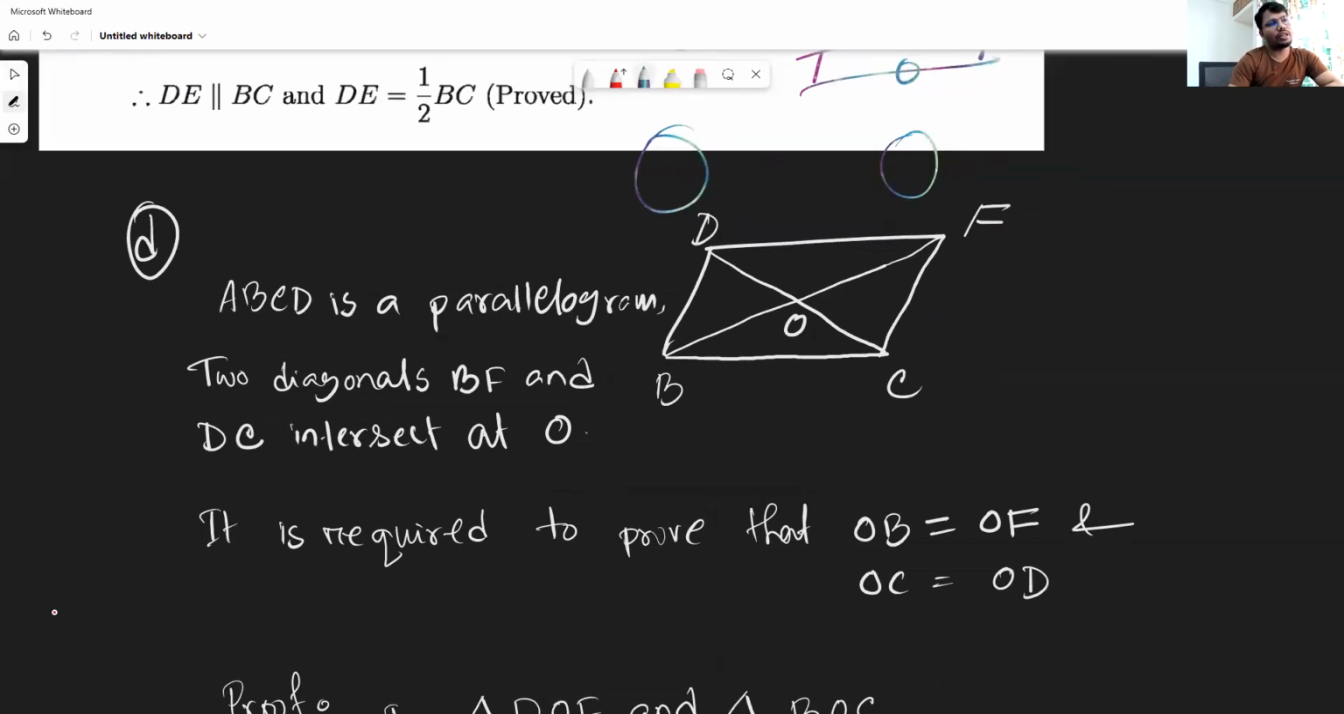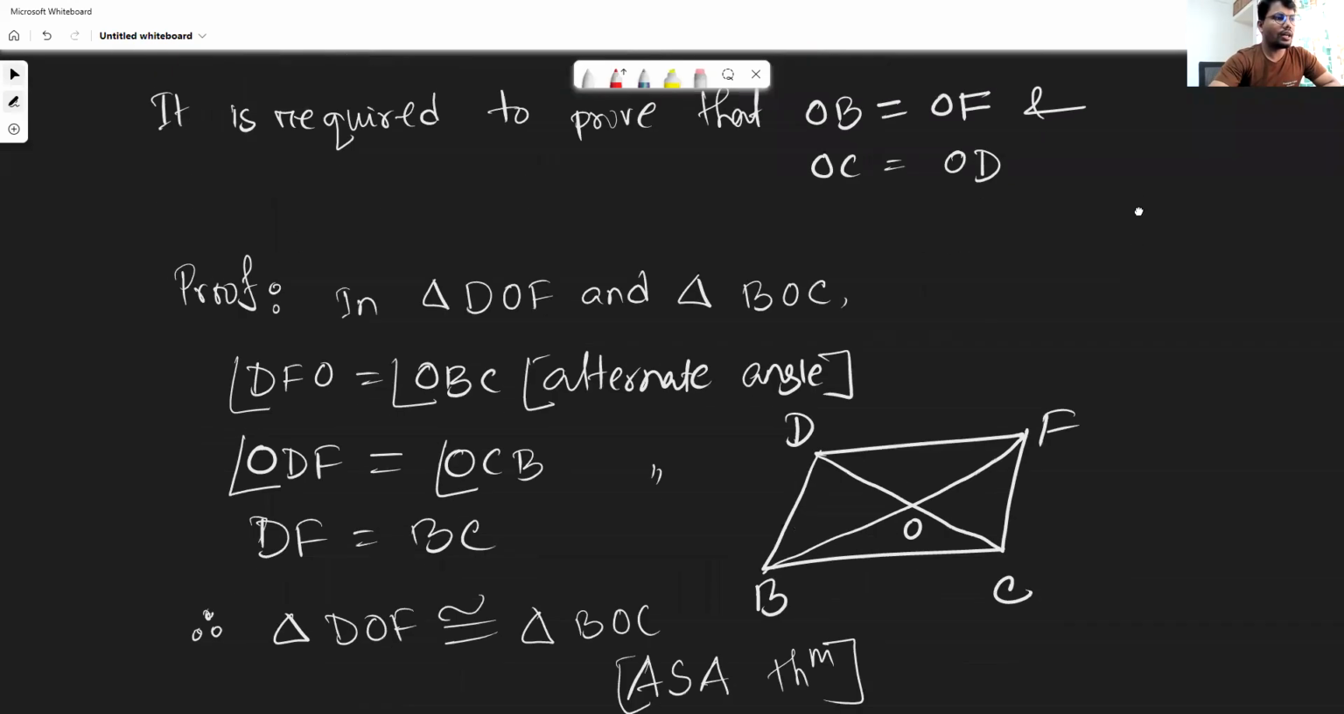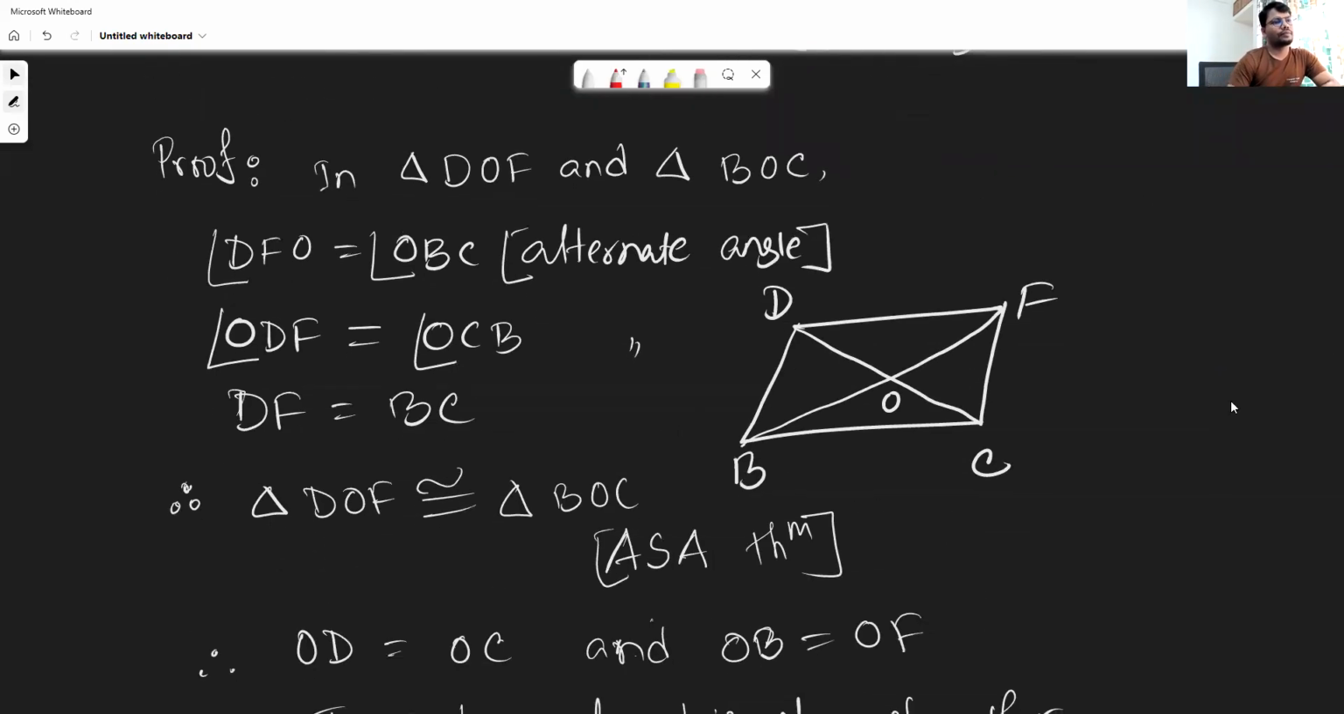Just take the part from the figure, draw the parallelogram B, C, F, D. The two diagonals BF and CD intersect each other at the point O. Now it is required to prove that OB equal to OF and OC is equal to OD. So this is our requirement to prove: one diagonal bisects the other diagonal. Okay, let's see from the figure.